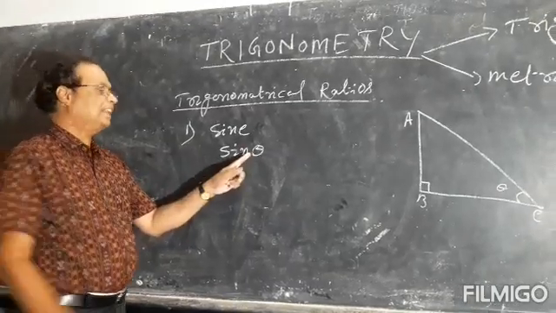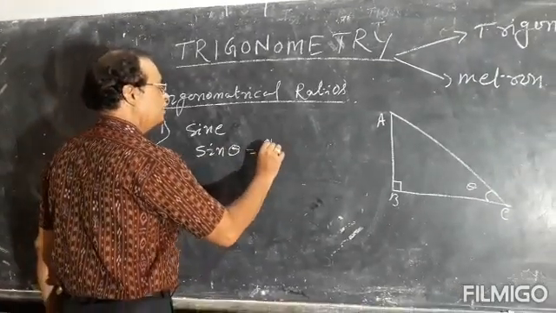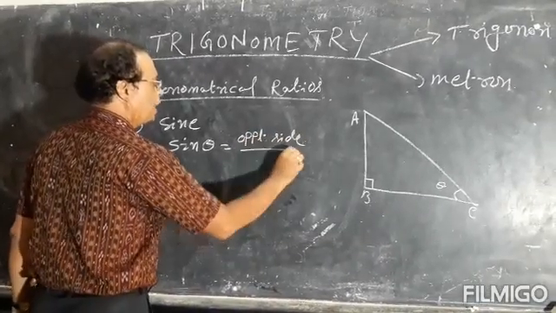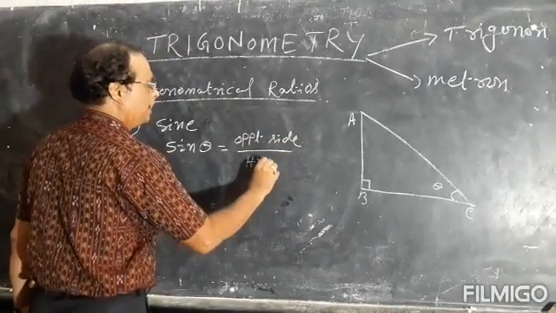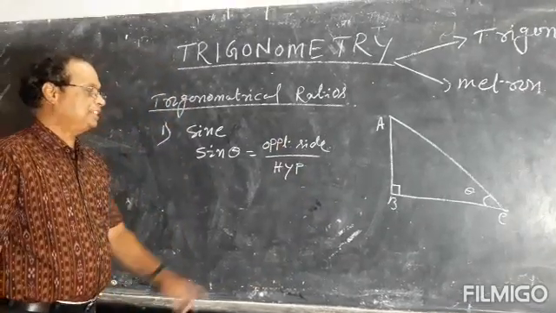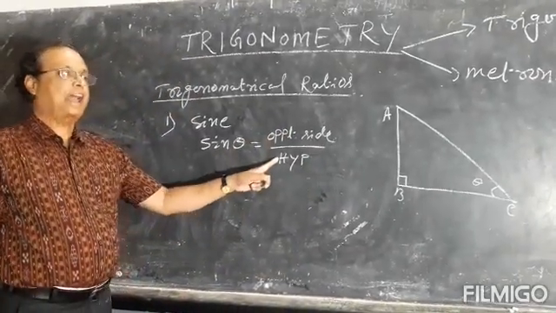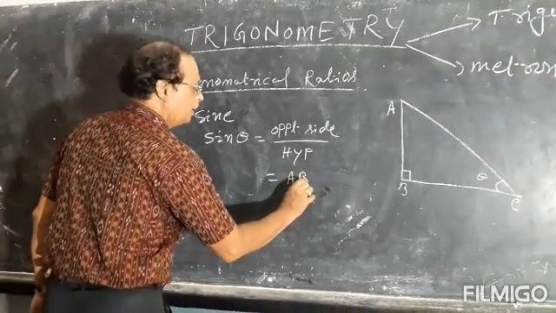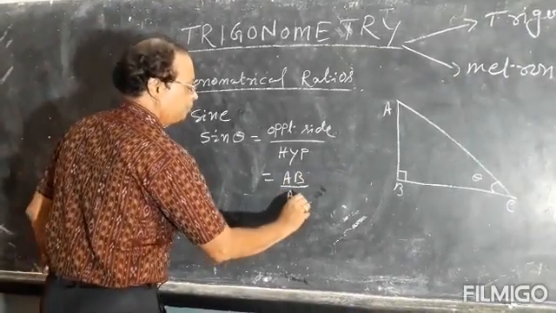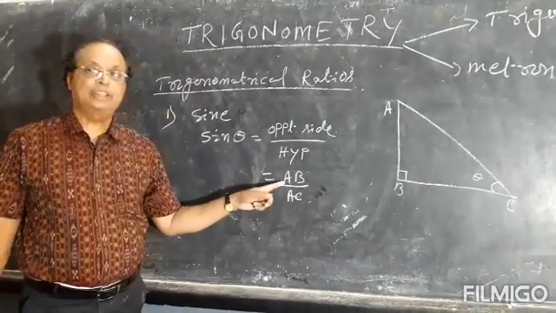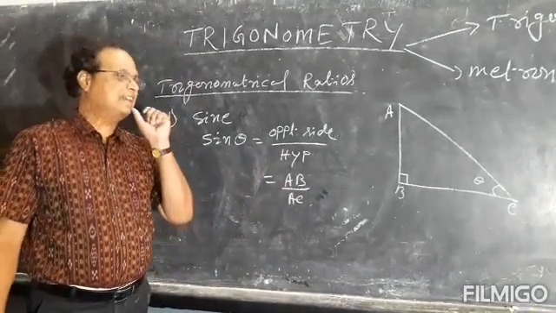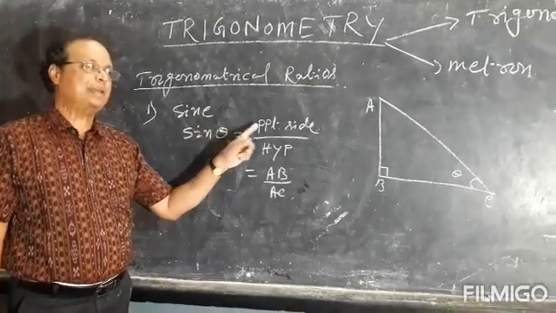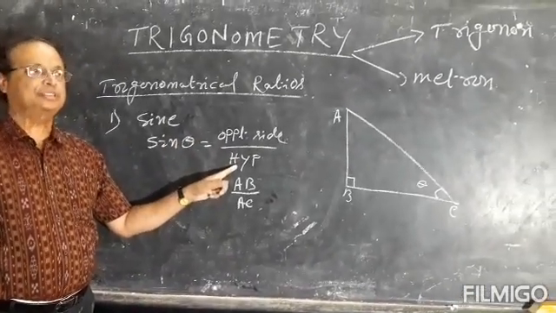The sine theta is opposite side by hypotenuse. Opposite side of theta by hypotenuse. So it is AB by hypotenuse, which is AC. So AB by AC. Now in some of the books it is given as perpendicular by hypotenuse. Sine theta is perpendicular by hypotenuse.